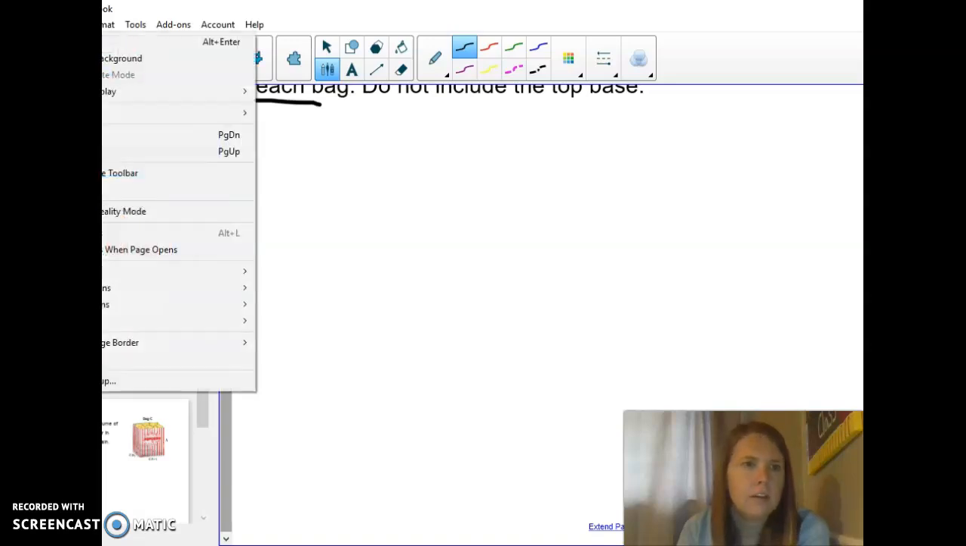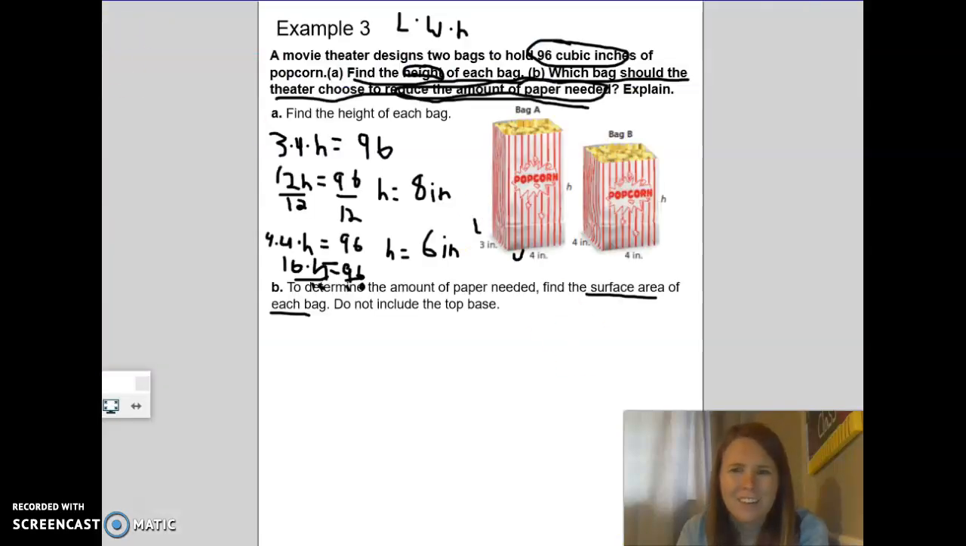You'll see it here in a second. There's my smiley face. So this just so it can actually extend the page. So we need to go back and use that surface area formula, which was 2 times the length times the width plus 2 times the length times the height plus 2 times the width times the height.